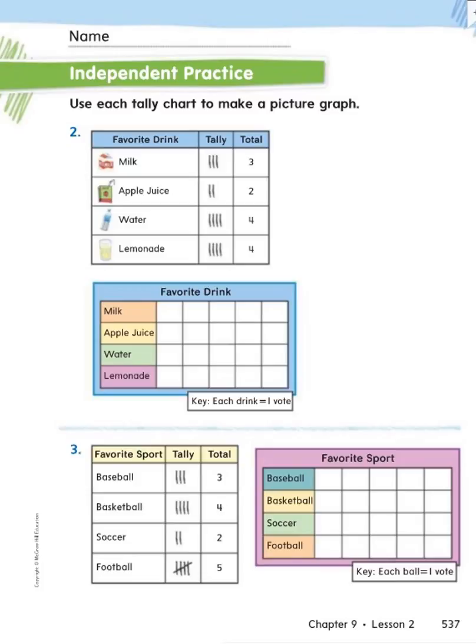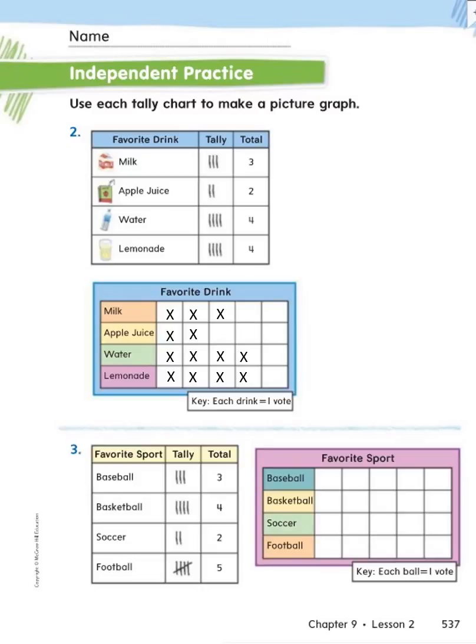So I decided to use X's for my picture graph. So how many X's did I put on the milk line? Hopefully you said 3, because there are 3 tally marks in the tally chart above. So for the apple juice, how many X's should I put in? Good. And then for water and lemonade, I should have put 5. I'm just kidding. I wanted to see if you were paying attention.